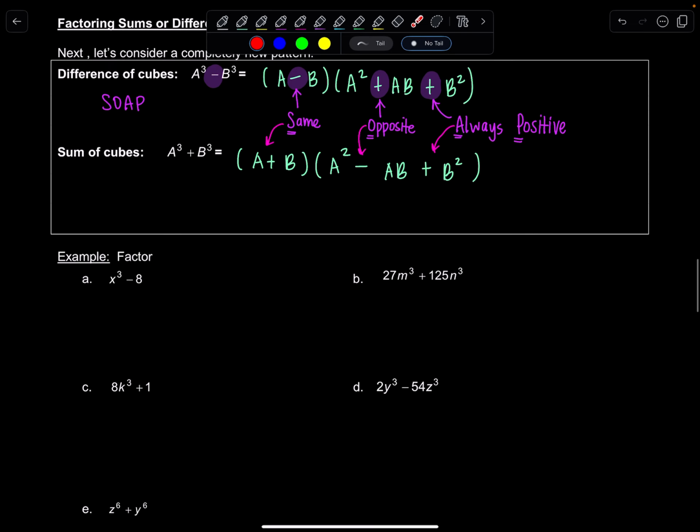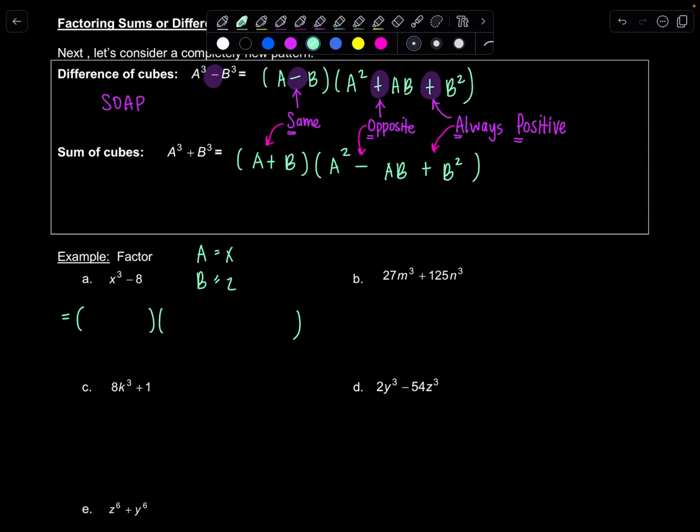So x cubed minus 8 is a difference of cubes. Here's the pattern. Let's identify a and b. So a is x and b is 2. What I like to do when I'm first going over this with students is set your parentheses up and put the signs in. So it's minus. Same, opposite, always positive. Then you have a, b, a squared, ab, don't write x, 2x, and then b squared. And that's it. Because x squared plus 2x plus 4 is prime. It's not too bad, huh? You just got to know the pattern.